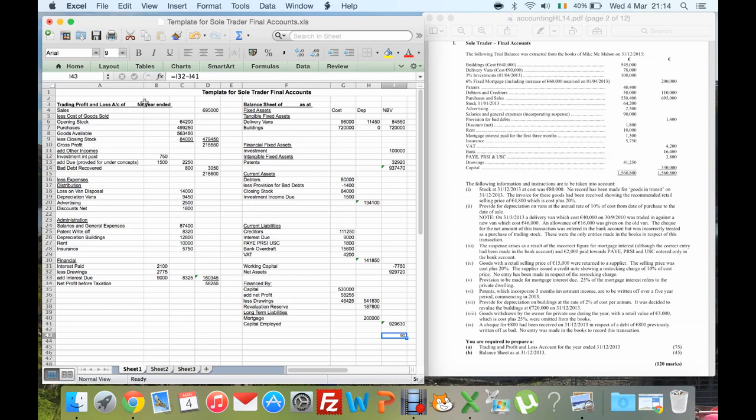The only other thing I shouldn't be doing really is putting my headings up here. You do get marks in the exam. So that's trading profit and loss of Mike McMahon, okay, for year ended 31st December 2013, and balance sheet of Mike McMahon at 31st December 2013. Okay, I hope that makes sense.